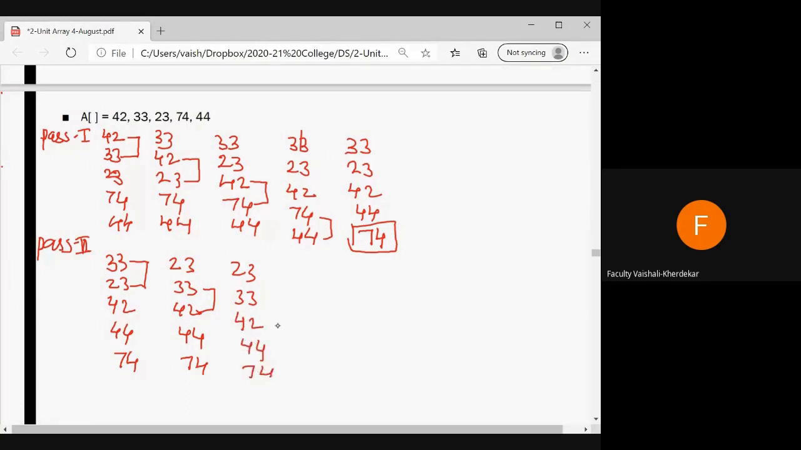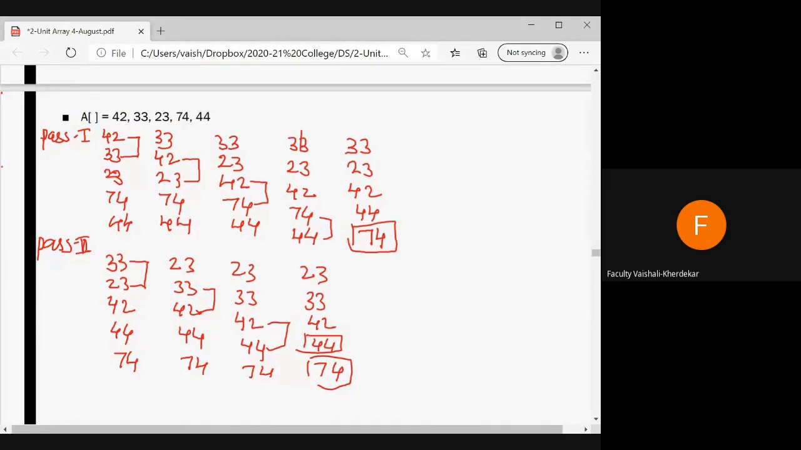Then in the next step you have to compare the third element with the fourth element. It is 23, 33, 42, 44 and 74. Again see here, 44 is greater than 42. Hence it is not necessary to interchange that element. Now we get the second last element, which is now in its place.